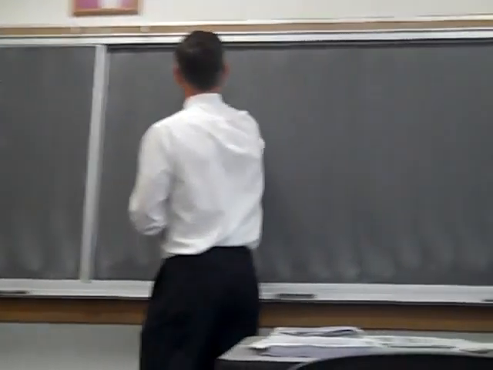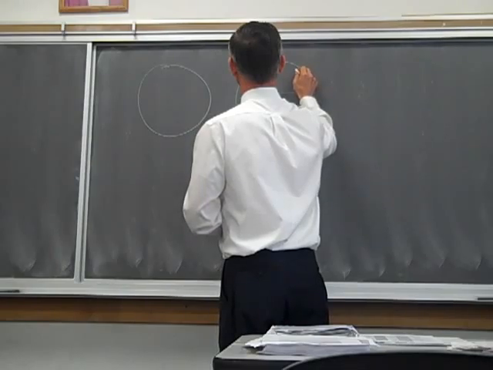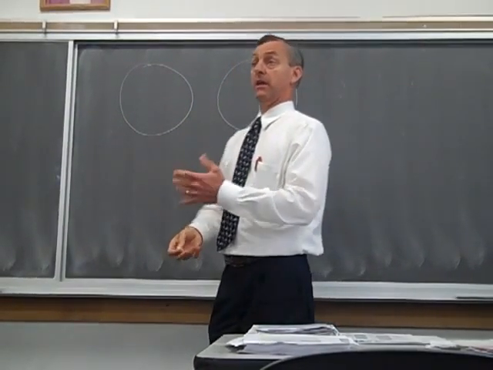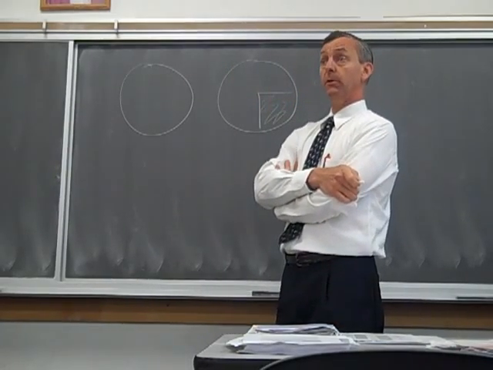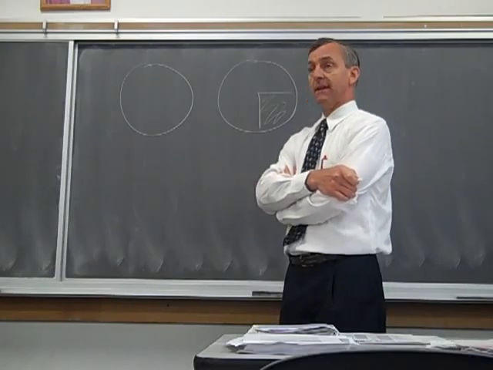You have 1 3/4 pies. Okay, this is gone, right? So you've got this much. And there are 2 people, and you want to know how much each person gets. So how much do they get?